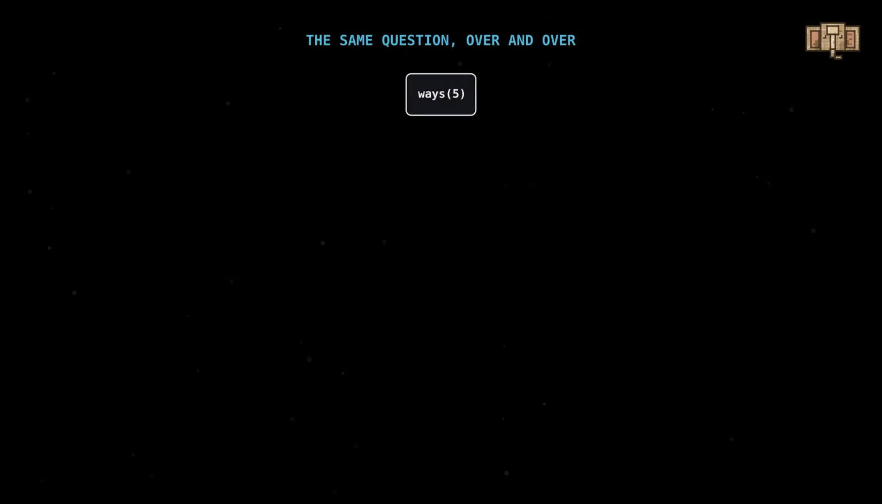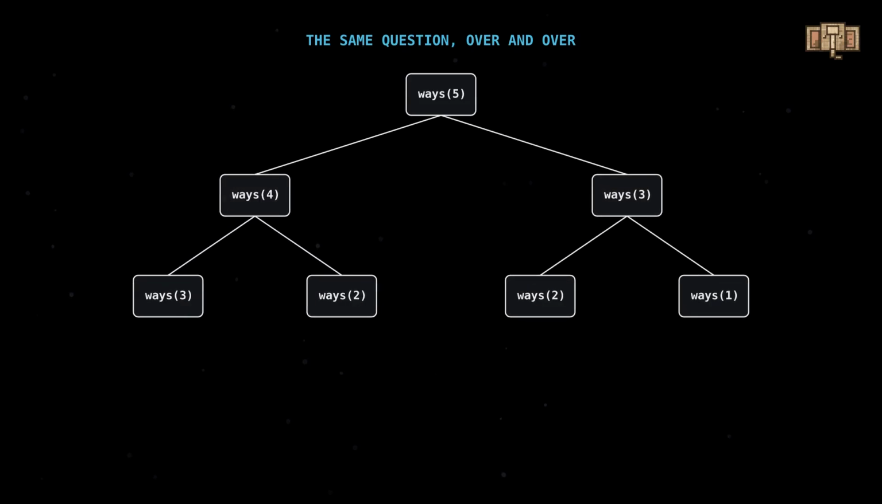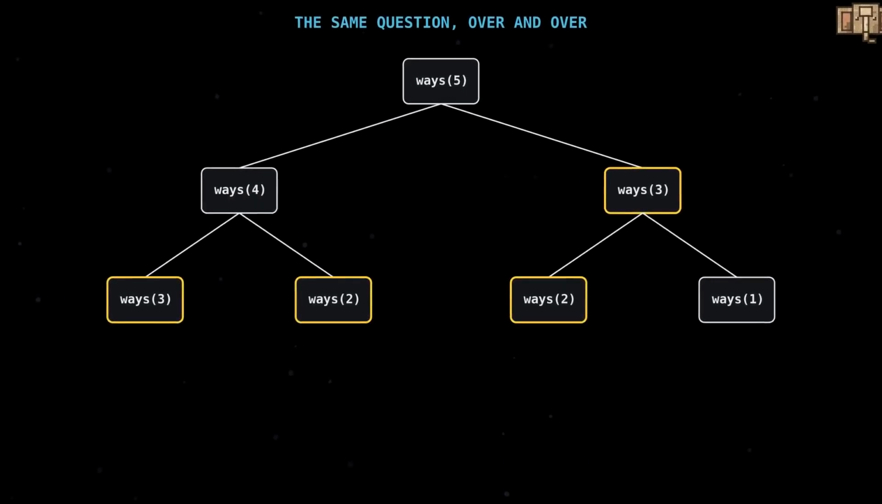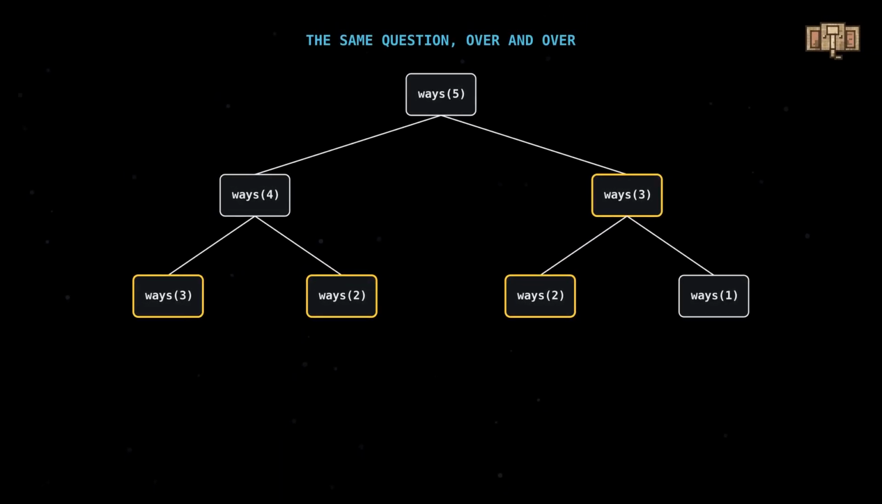Now draw all of those calls out as a tree. The top call splits into 2 and each of those splits again. Now look really closely at it. The very same question gets computed here and again over here. It is the same work over and over, and those repeats are the overlapping subproblems.